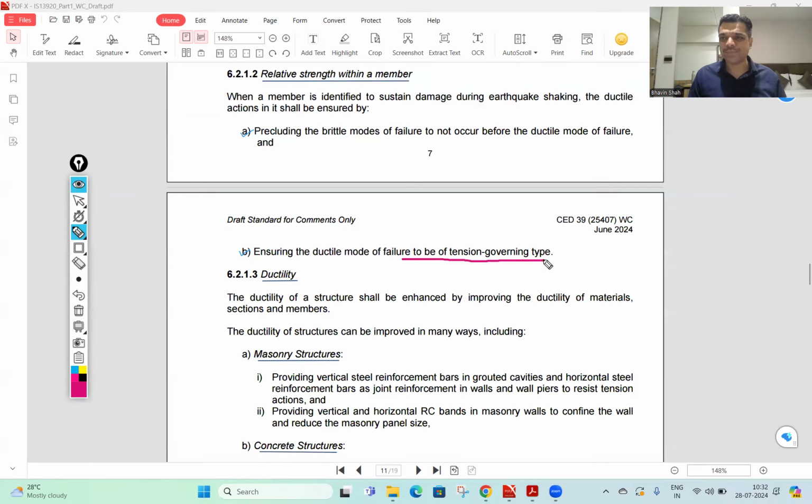tension governing type. Now this, I think, may require a few more clarifications. What is the meaning of tension governing type? So the failure which is attributed is, let's say, to the tension governing type. So is it for any specific type of material or, let's say, for all types of material? I think a few more clarifications are required for this line, according to me.